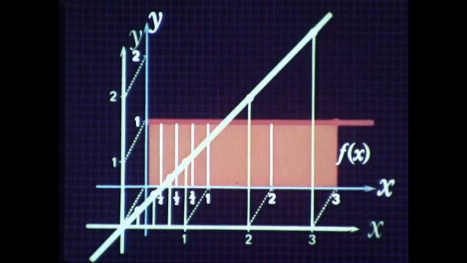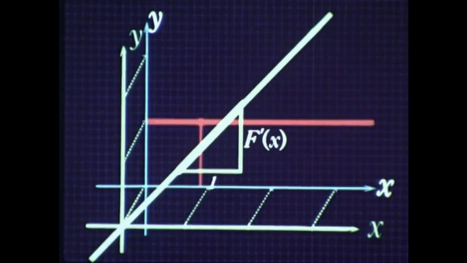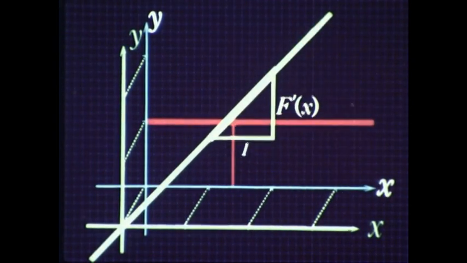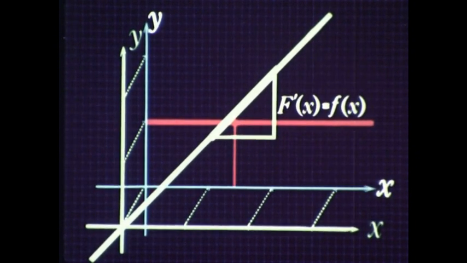Evidently, the graph of cap F is the straight line y equals x, and therefore its slope at every point is 1. Since f of x equals 1 for every x, we see that the derivative of cap F is f.